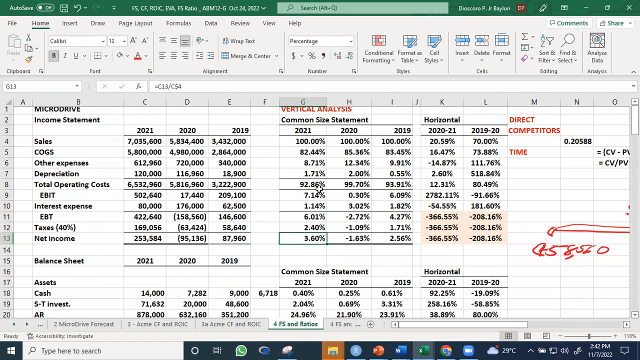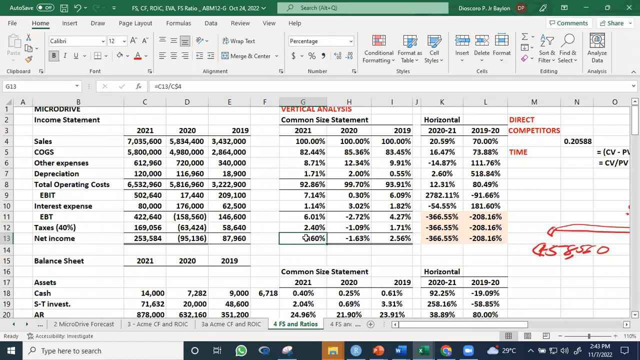Total operating cost accounted for around 93 pesos. So for every 100 pesos of sales, the company incurred 92 pesos and 86 centavos of operating costs. So the bottom line was, for every 100 pesos, it earned 3 pesos and 60 centavos. To answer the question, is it good performance or not?